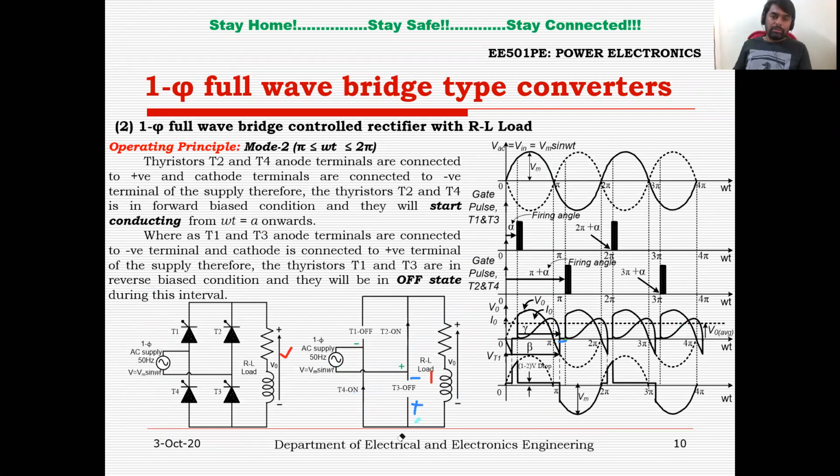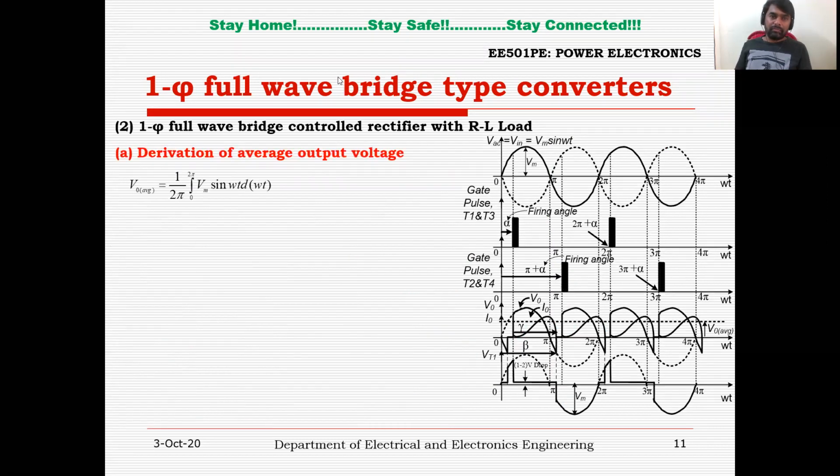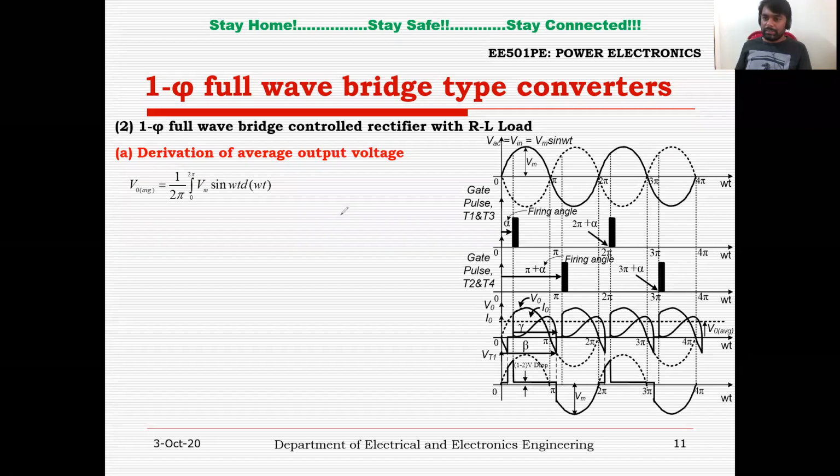Right. So this is about the single phase full wave bridge type configuration converter with R L load. Now we'll go for derivation of average output voltage and RMS output voltage. Now we have triggered the thyristor symmetrically. So I will consider only the positive half cycle. So you can see during alpha to beta, we are getting some voltage which may be positive or negative. So you can say from alpha to pi, we are getting positive voltage across the load. From pi to beta, we are getting some negative voltage across the load, which is following the input voltage, right?